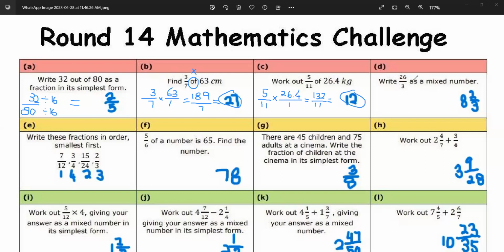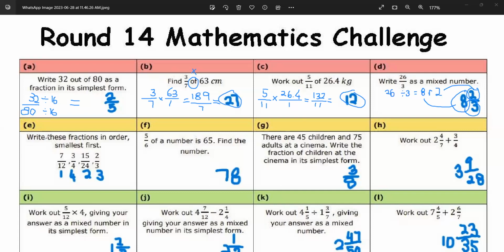Question D. Write 26 out of 3 as a mixed number. So we will take 26 divided by 3. It will be equal to 8, remainder 2. So 8 will be the whole number, 2 will be the numerator, and the denominator will remain the same, 3. So the answer will be 8 and 2 out of 3.